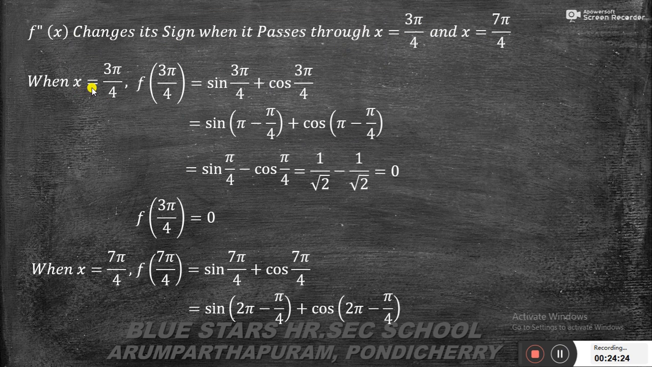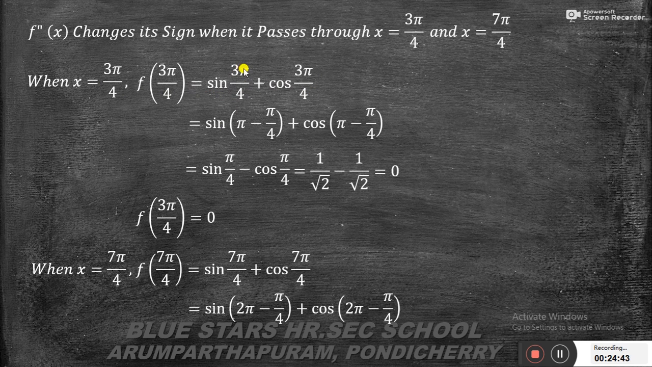Now I substitute x equal to 3 pi by 4, because the sign changes at this point, in the given function. Our given function is f of x equal to sin x plus cos x. So I substitute x equal to 3 pi by 4: sin 3 pi by 4 plus cos 3 pi by 4.